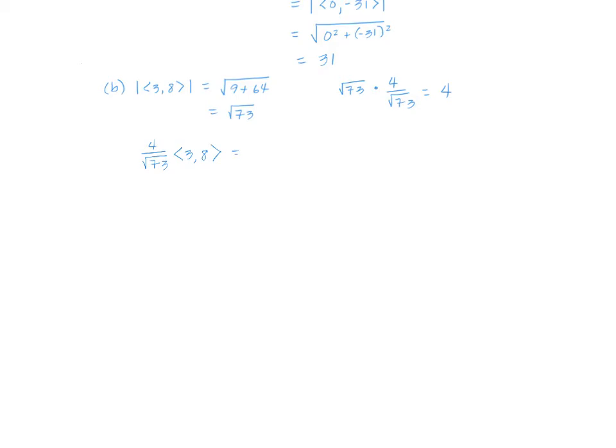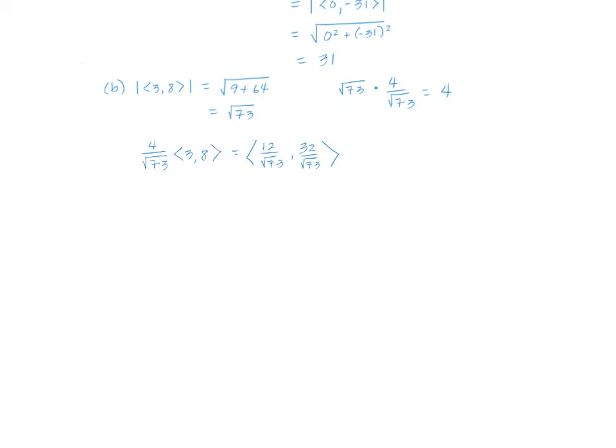So that would be the vector, if I were to multiply it out, 12 over the square root of 73, 32 over the square root of 73. So this vector is going to be parallel to my vector, and it's going to have length 4. But I needed two vectors. So remember, vectors are parallel if they're going in the same direction or opposite direction.